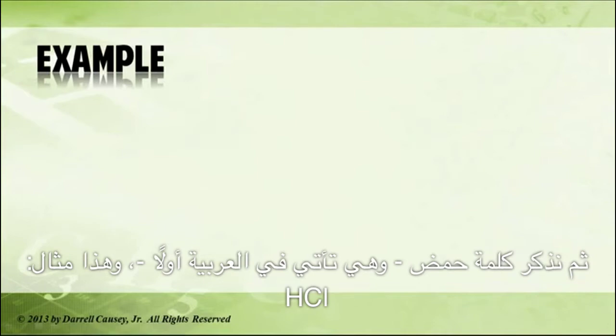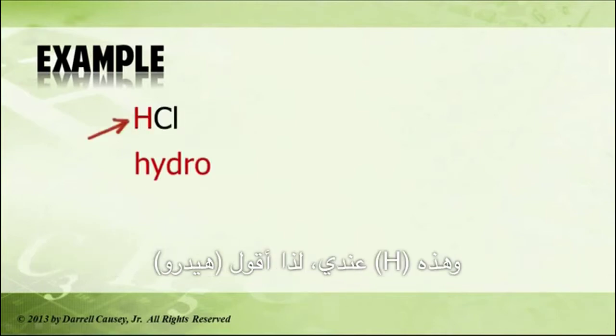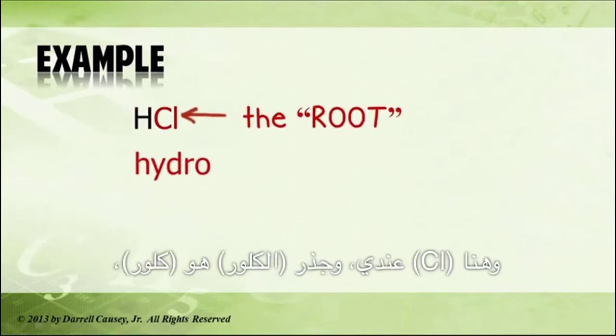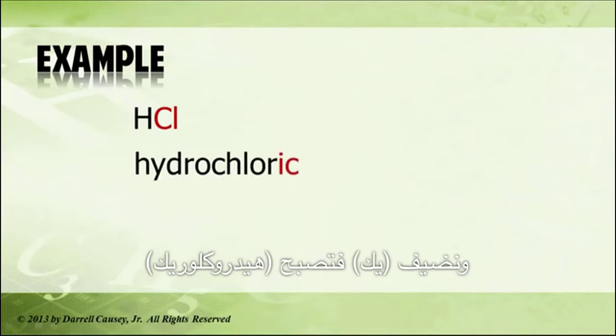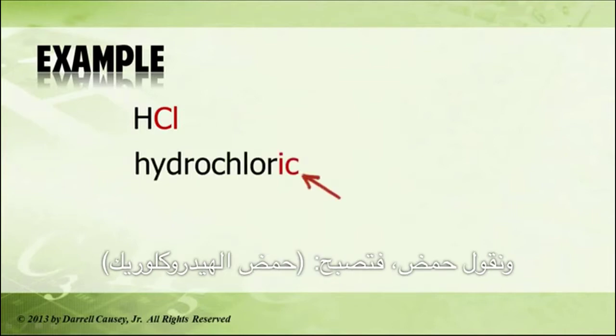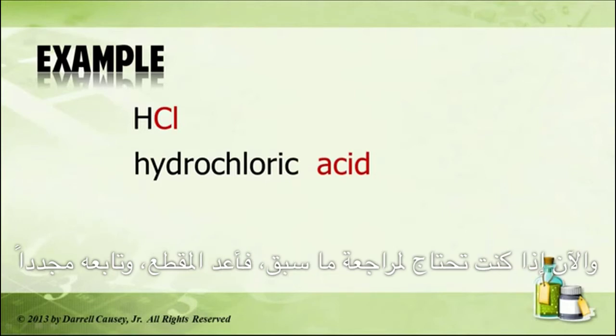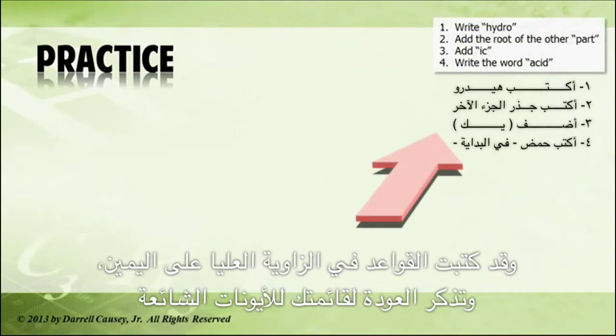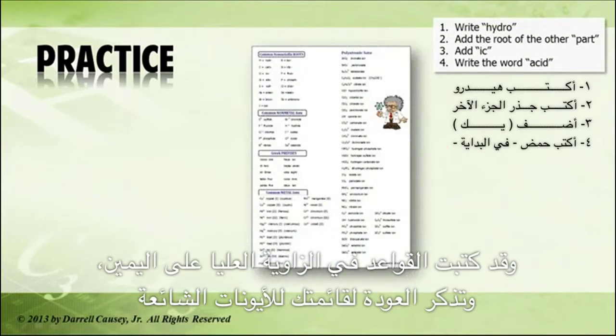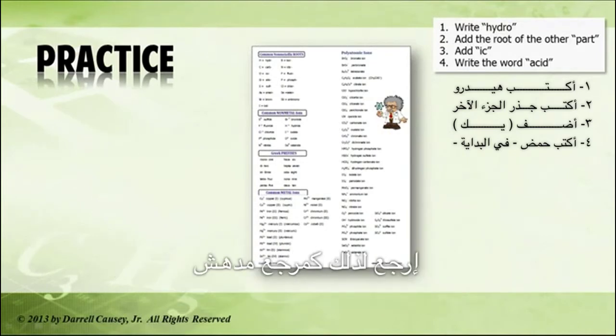Here's an example. HCl. There's my H, so I say hydro. There's my chlorine, and the root for chlorine is chlor, so hydrochlor. Add IC, hydrochloric, and say acid, hydrochloric acid. Now, if you need to review that, rewind and go through it again. And here's some practice. Up in the right-hand corner, you see I wrote the rules. And remember to refer to your polyatomic ion sheet. It's an awesome reference.